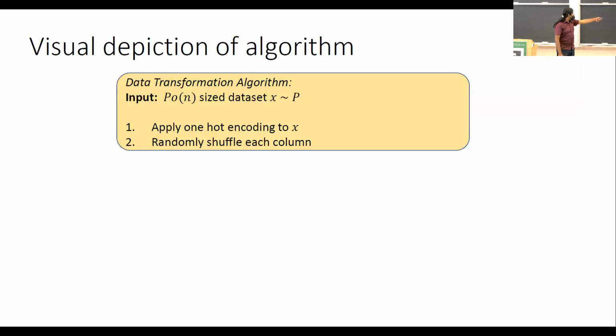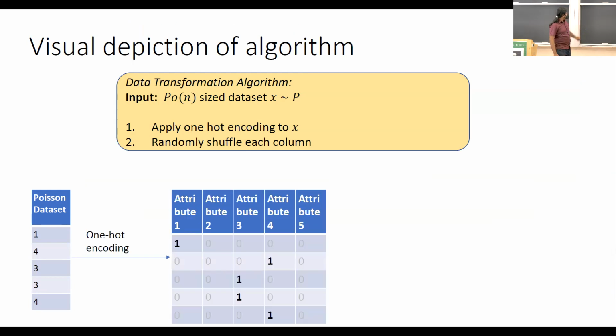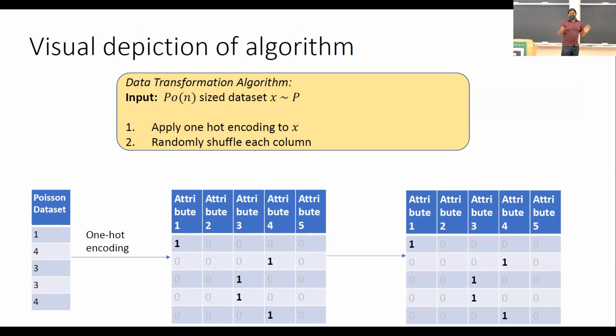So just to visually depict this for more visual learners, let's say the Poisson number you drew at random is going to be 5, and the data set you drew miraculously is the same data set from before. This is not just because I couldn't come up with a new data set. You apply one-hot encoding, you get something that looks like this, right? Just believe me. And now you're going to do random shuffling, right?